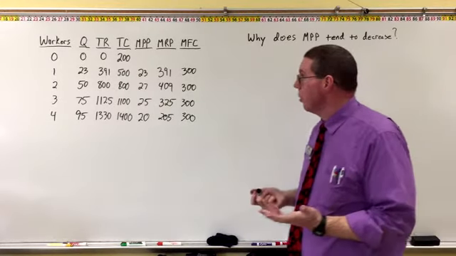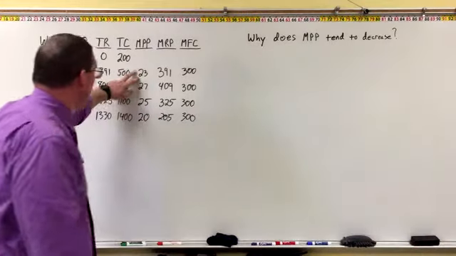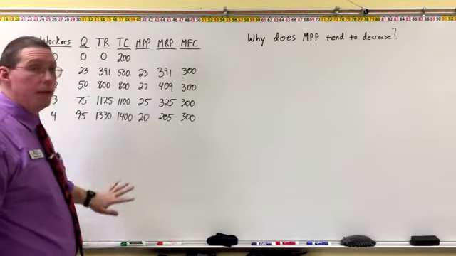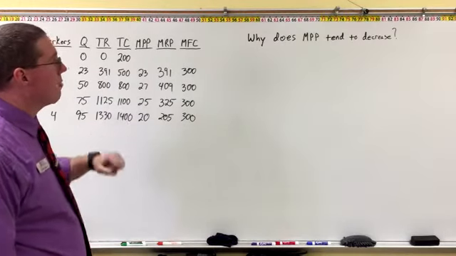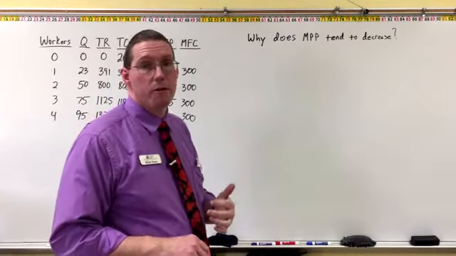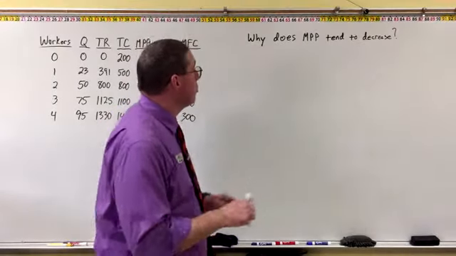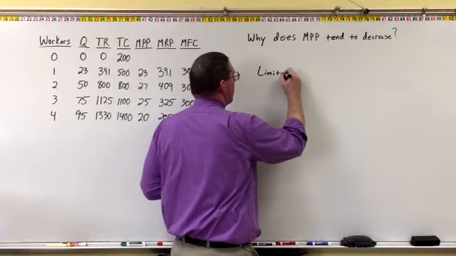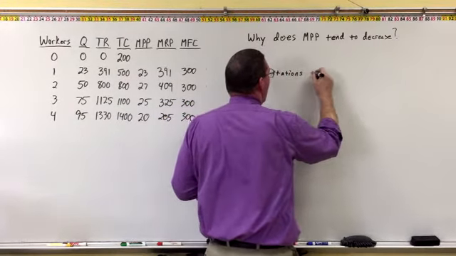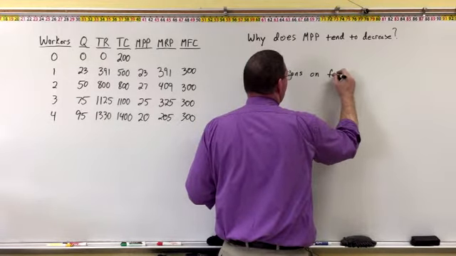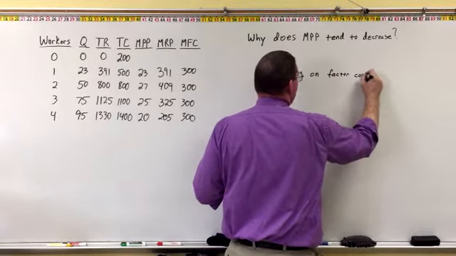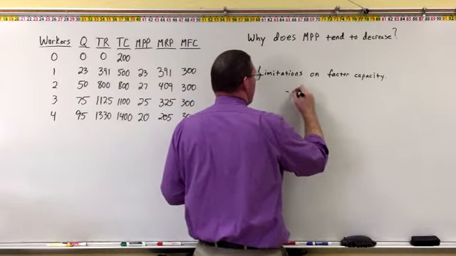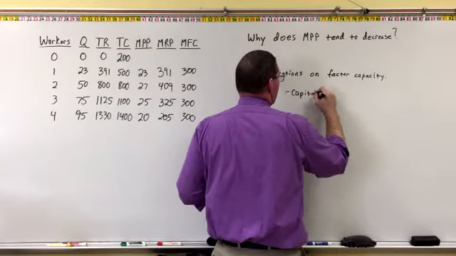All right, so now let's ask the question. Sure, marginal product went up here, but then it goes down to 25 and then down to 20, and we can almost expect that it's going to keep going down. So the question then is, why does marginal product tend to decrease? Well, usually the reason that marginal product tends to decrease is because of limitations on factor capacity. And it's usually related to capital capacity.